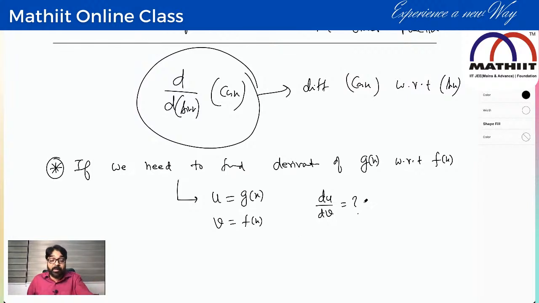So du by dv will be how much? Tell me. Du by dv means du by dx divided by dv by dx. In parametric form, na? Same logic. Why should we learn a new method?